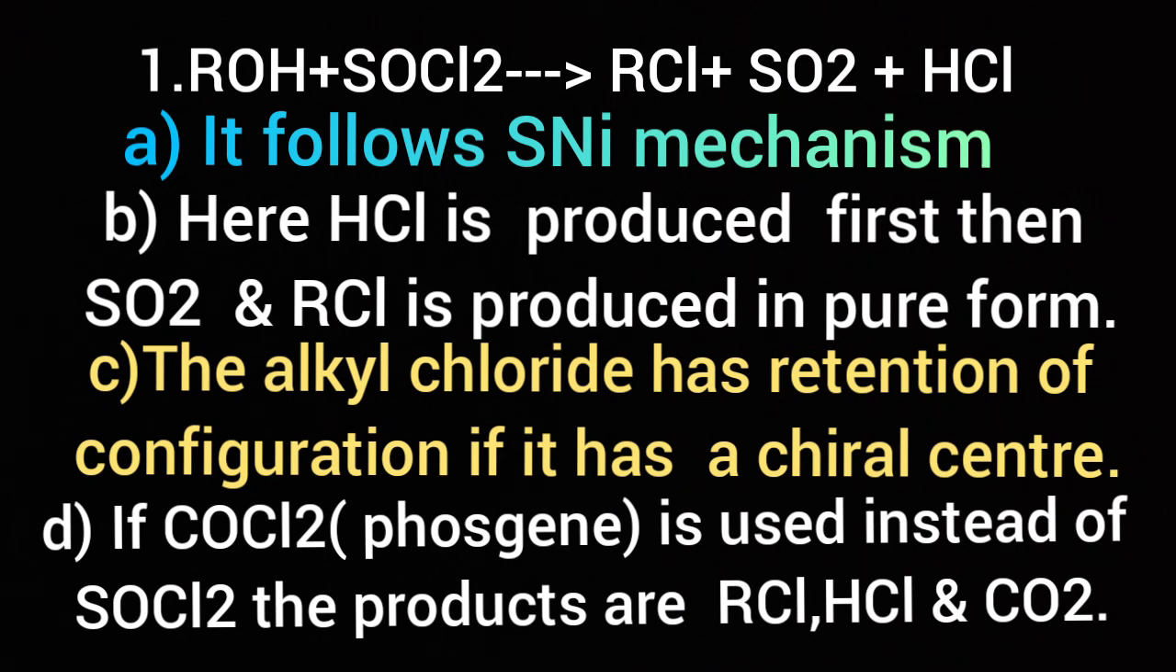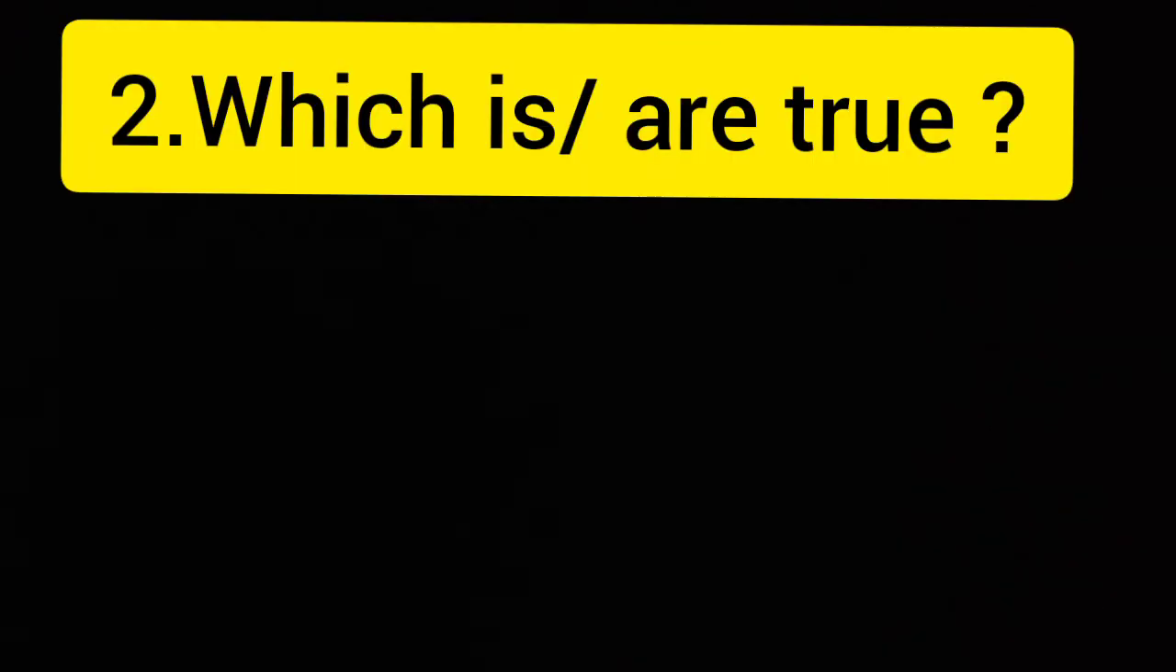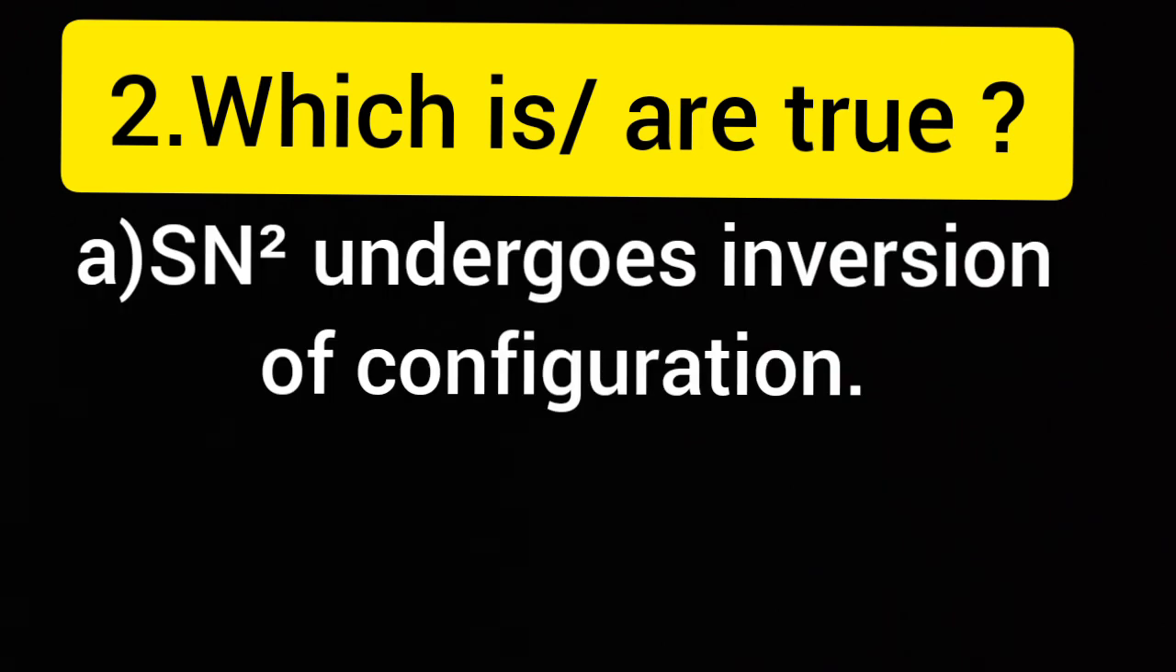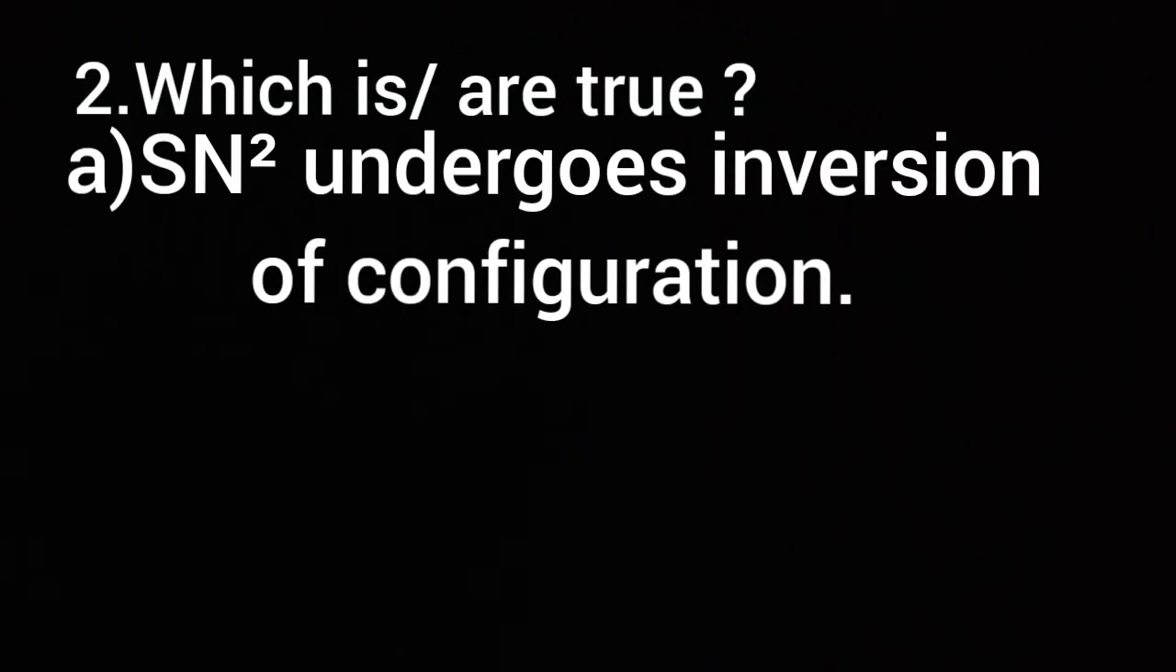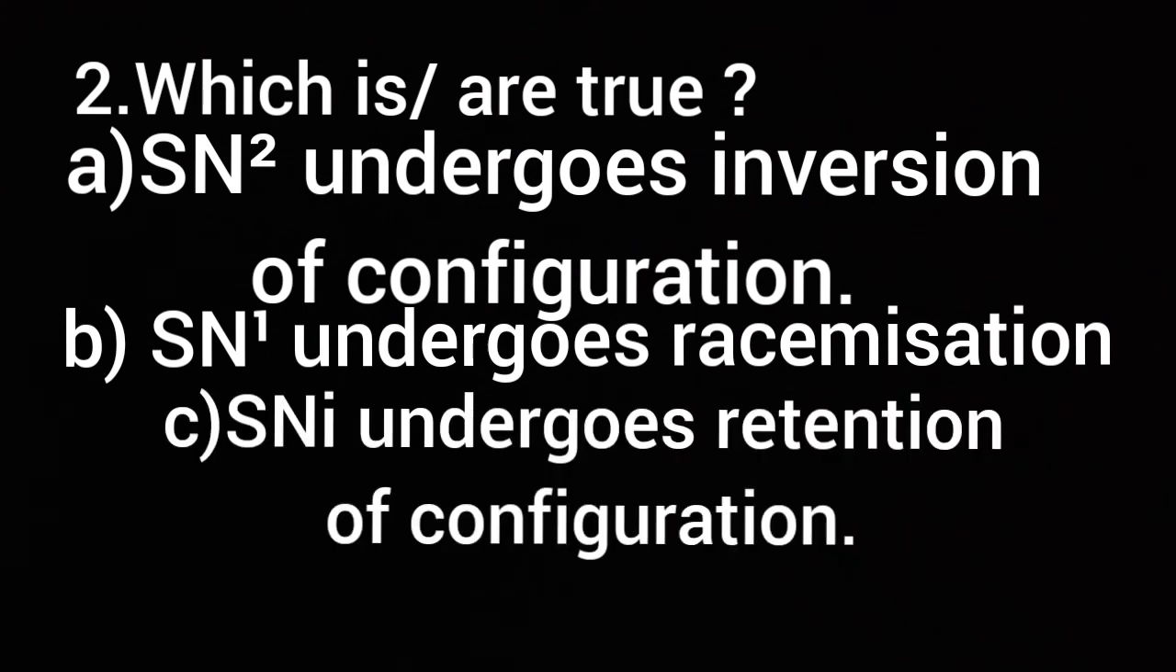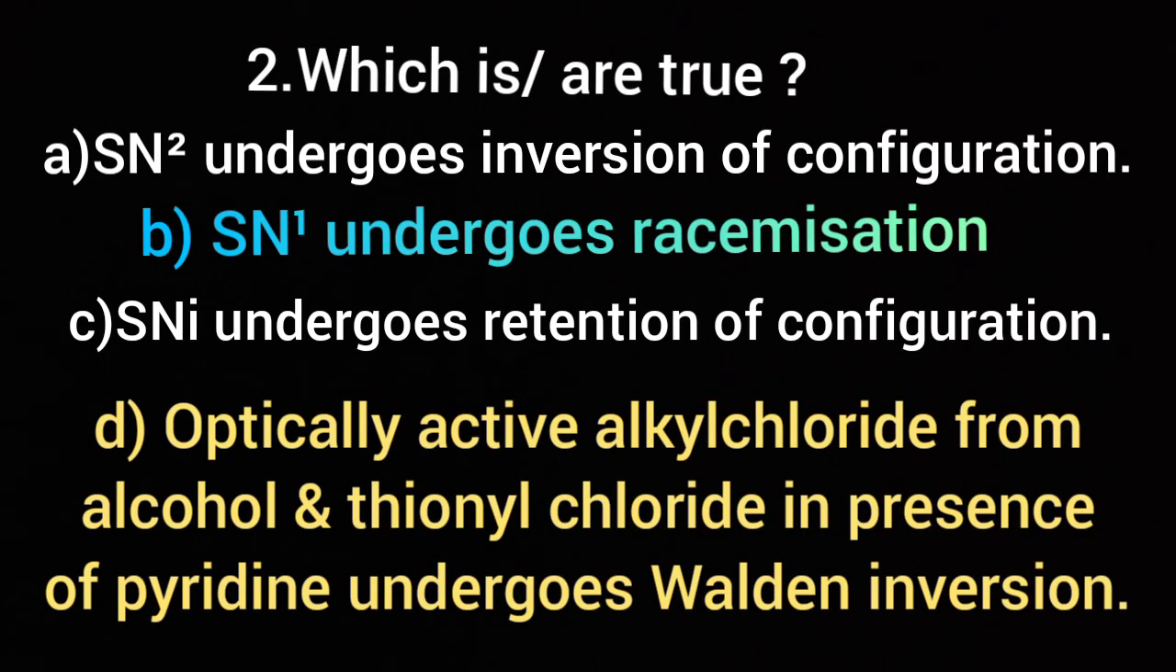Next question, which is true? SN2 undergoes inversion of configuration, SN1 undergoes racemization, SNi undergoes retention of configuration. Next bit, optically active alkyl chloride from alcohol and thionyl chloride in the presence of pyridine undergoes Walden inversion. You see all the options are correct.